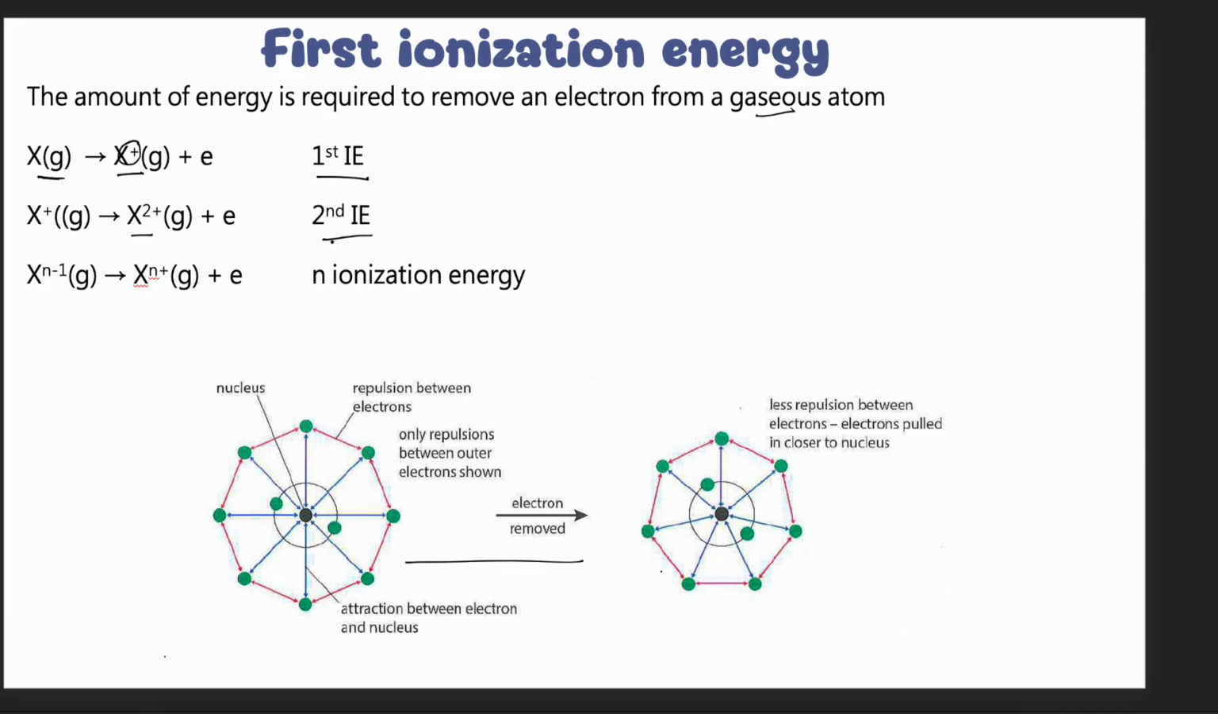The second ionization energy is higher than the first one. The third is higher than the second one. The fourth is higher than the third ionization energy.